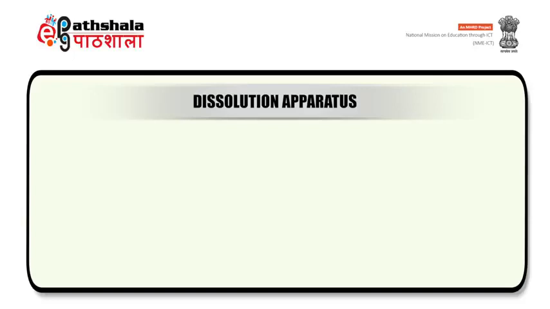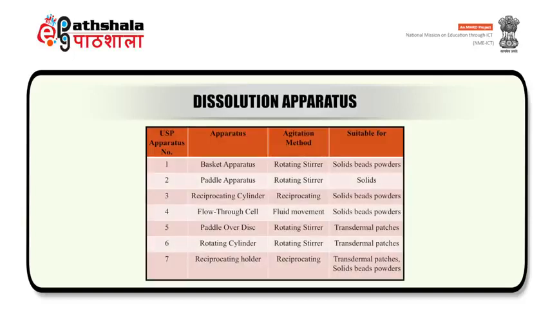Now the next very important topic is different types of dissolution apparatus. The table given in this slide describes the different types of dissolution apparatus and their suitable applications. For example, first is the basket apparatus, which is used for solid powders. Then the paddle apparatus, which is used for solid formulations. Then there are the reciprocating cylinder, flow through cells, paddle over disc, rotating cylinder, and reciprocating holder. The paddle over disc and rotating cylinder can be used for transdermal patch determination.